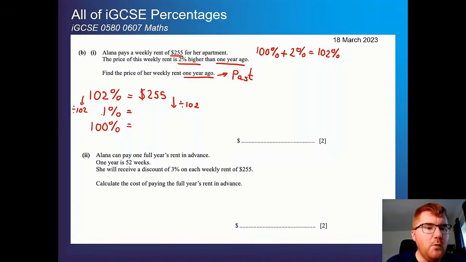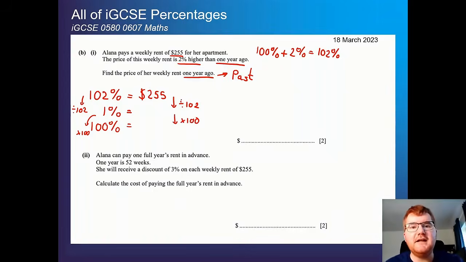So if I want to go from 1 to 100, well, I just times it by 100, doing the same on both sides. So my calculation here to actually work out the correct answer is to take the $255, get that 1% by dividing by 102, and then multiplying by 100. Now, you'll really need your calculator for this video because we're going to do tons of work using it, so make sure you have it ready at home.